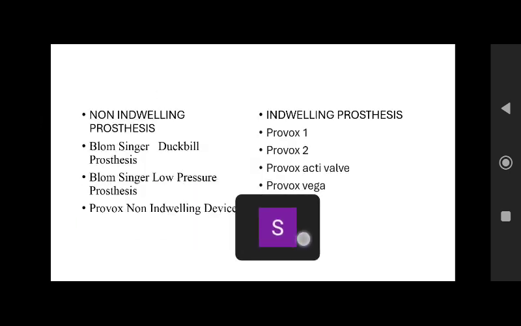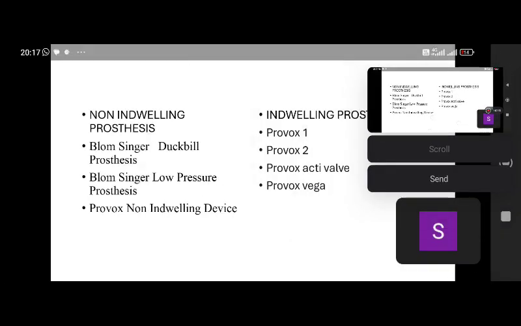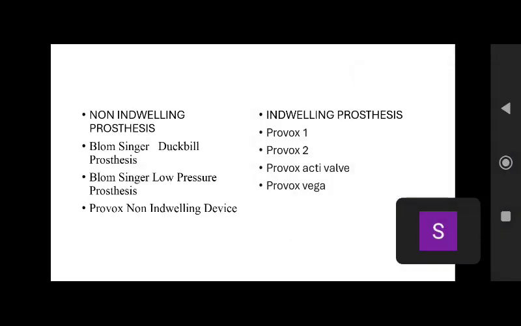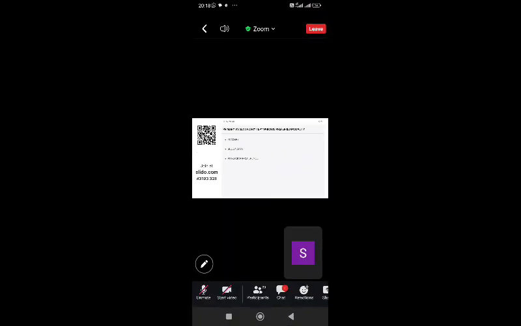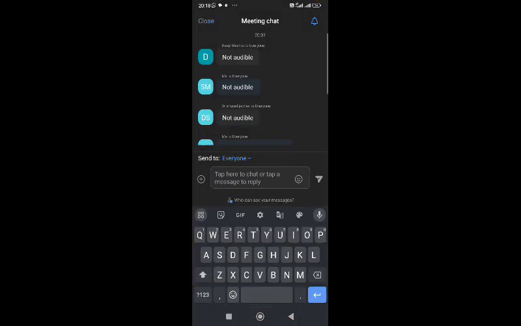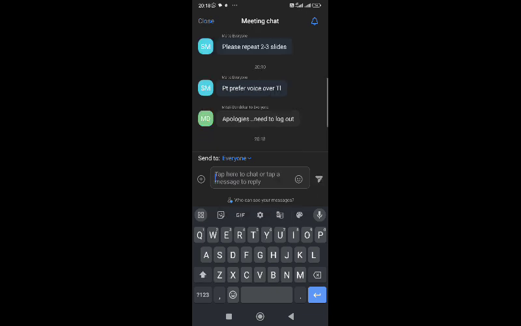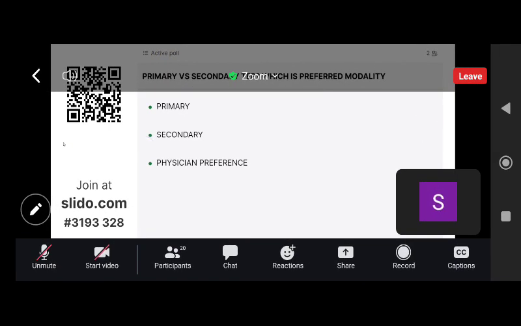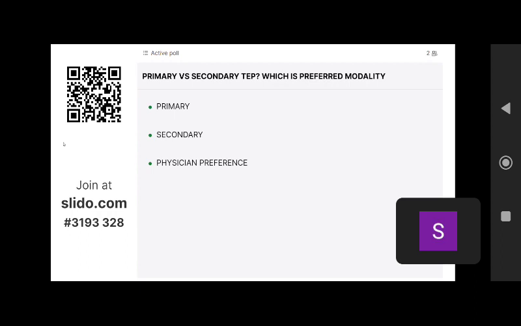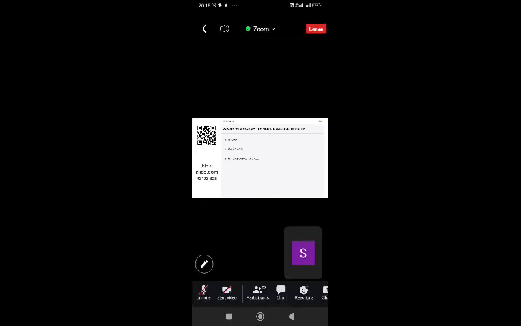These are some examples of non-indwelling and indwelling prostheses. Commonly, Provox and Provox Vega are the indwelling prostheses we use. So one question: which is the preferred modality? If the patient comes, will you go for a primary or a secondary TEP, or does it depend on the physician's preference? Is there logical reasoning behind doing a primary, or are there any studies which show superiority, inferiority, or non-inferiority between these two?